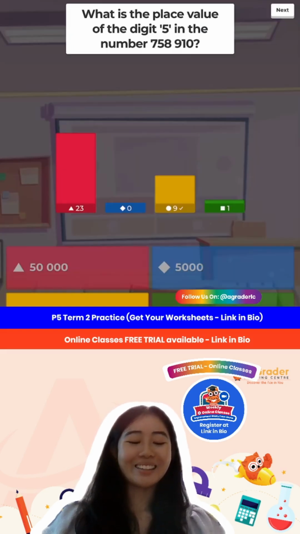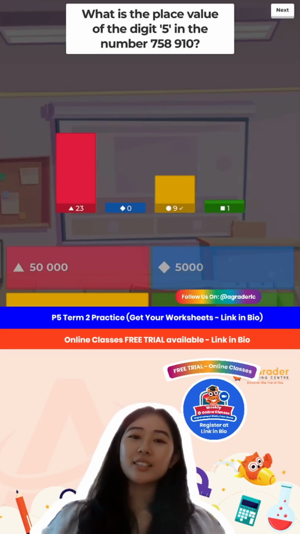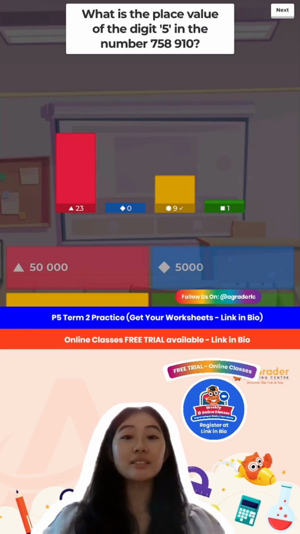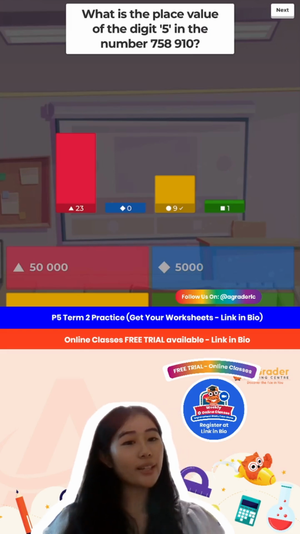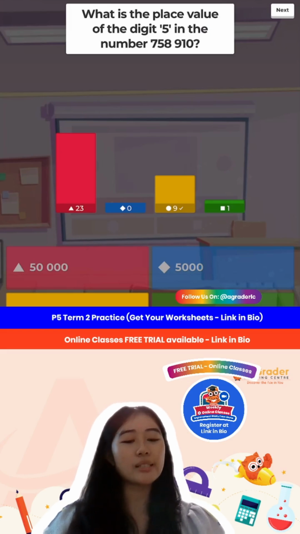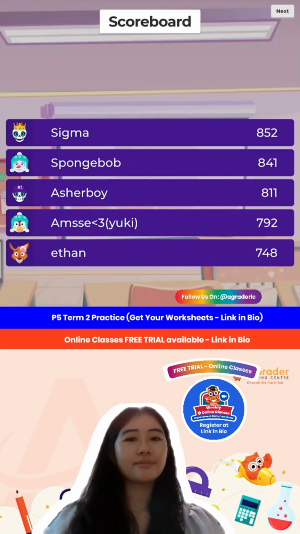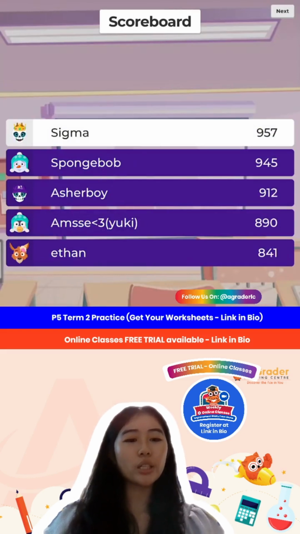Guys, only 9 of you got this correct. They are asking for place value, right? Place value is in terms of words. So those of you who chose 50,000, that is not correct. They are not asking for the value, they are asking for the place value, which has to be in terms of words. So many of you got tricked.